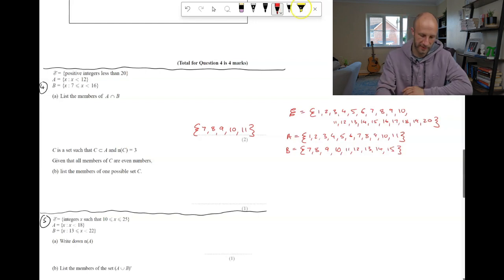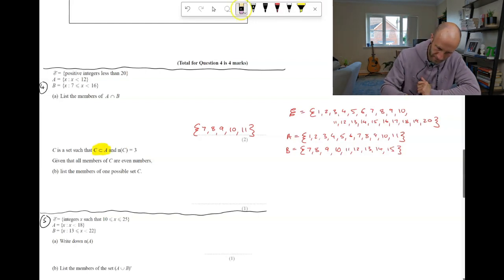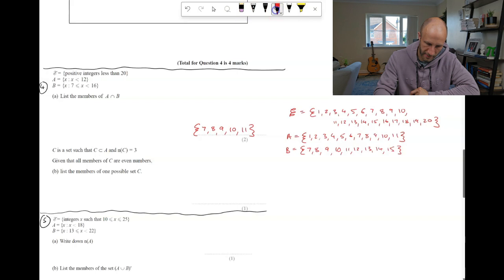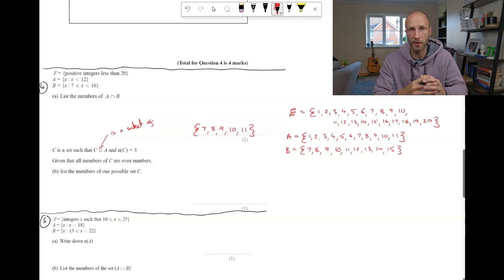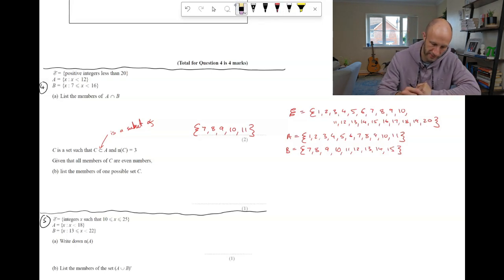So C is a set such that C, and then this funny symbol. Hopefully you remember from last time or from previous videos, this means that C is a subset of A. That means C is a smaller part of A, so C is entirely enclosed within A. A might have a few more elements, but C has to all be members of A. So C is a smaller part of this set here, the numbers 1 to 11.